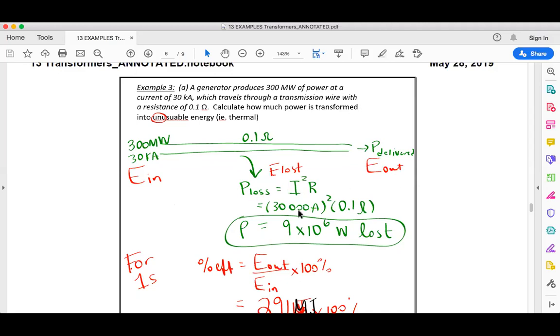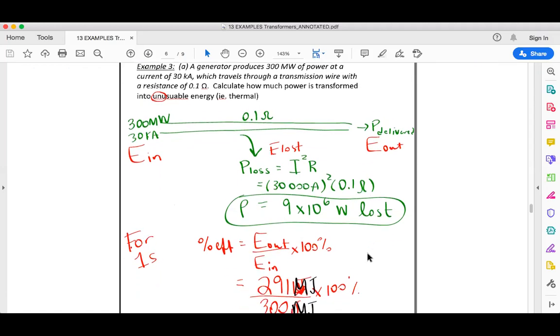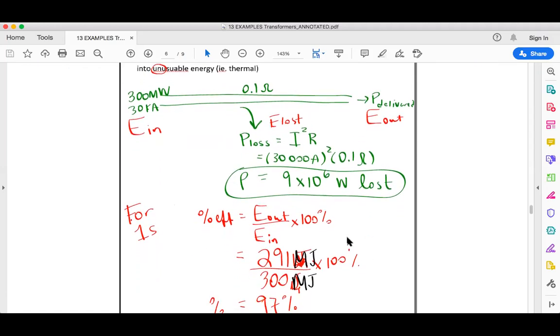The power loss is current squared, 30,000 amps squared, times 0.1 ohms. So we have 9 times 10 to the 6 watts lost, and you could think of that as joules per second. So in 1 second, 9 million joules are lost for every 300 million joules that are sent.